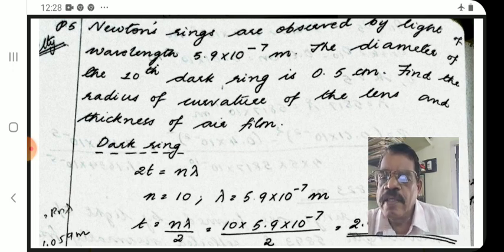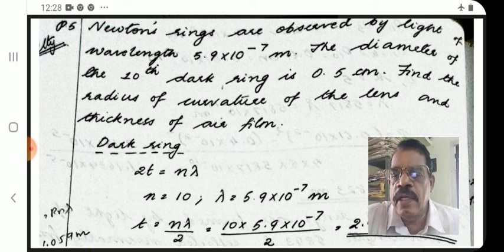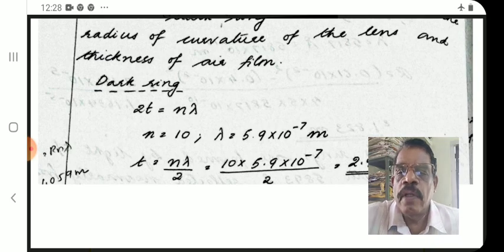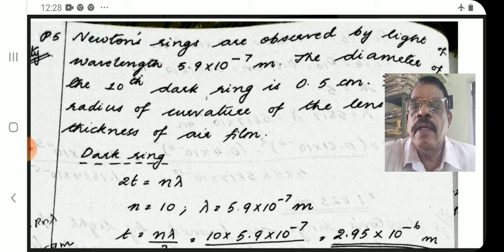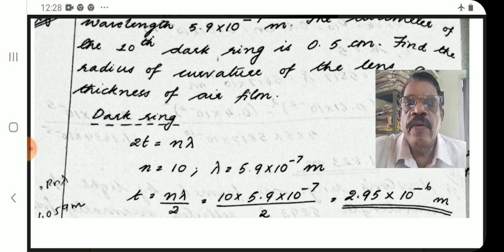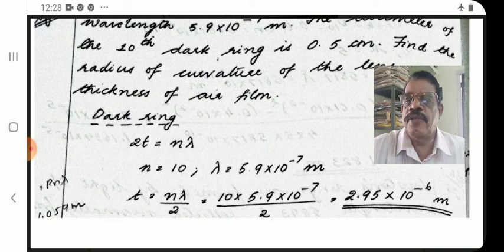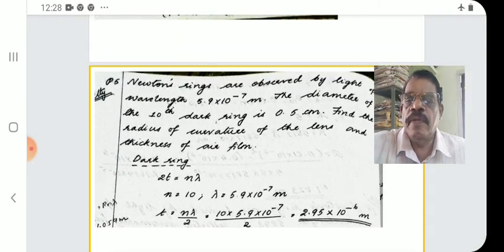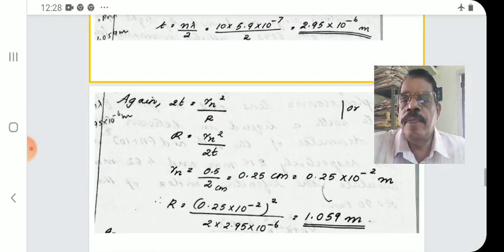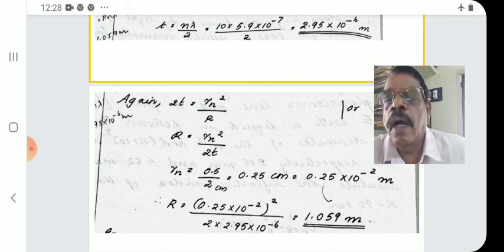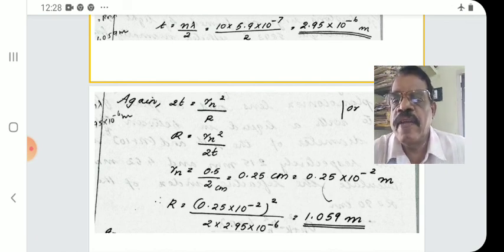When we study theory, initially the condition 2t cos r is n lambda reduces to 2t equals n lambda for an air film. That you write. n is 10, lambda is given, so thickness t is n lambda by 2, 10 into 5.9 into 10 raised to minus 7, the wavelength is given in meter, by 2. That is 2.95 into 10 raised to minus 6 meter. That is the answer for t. The next part is path difference.